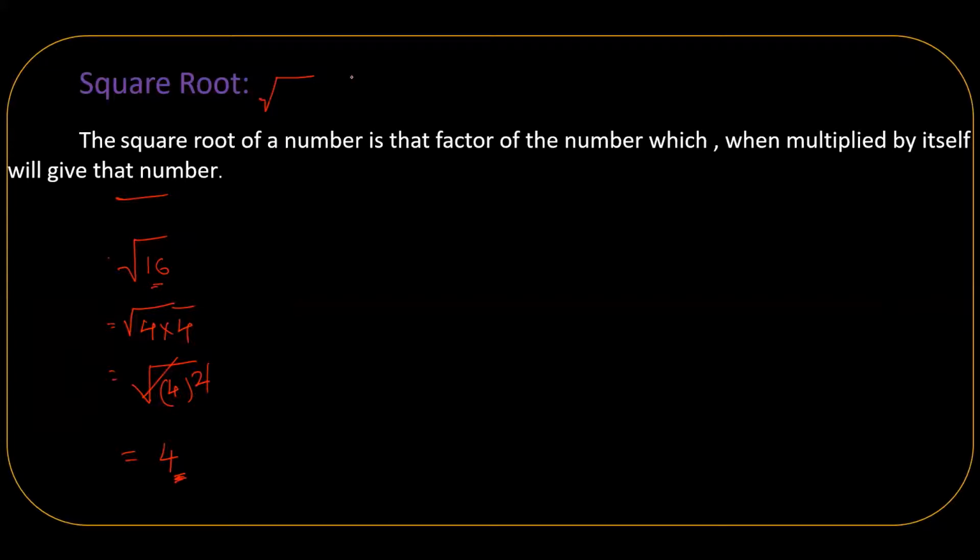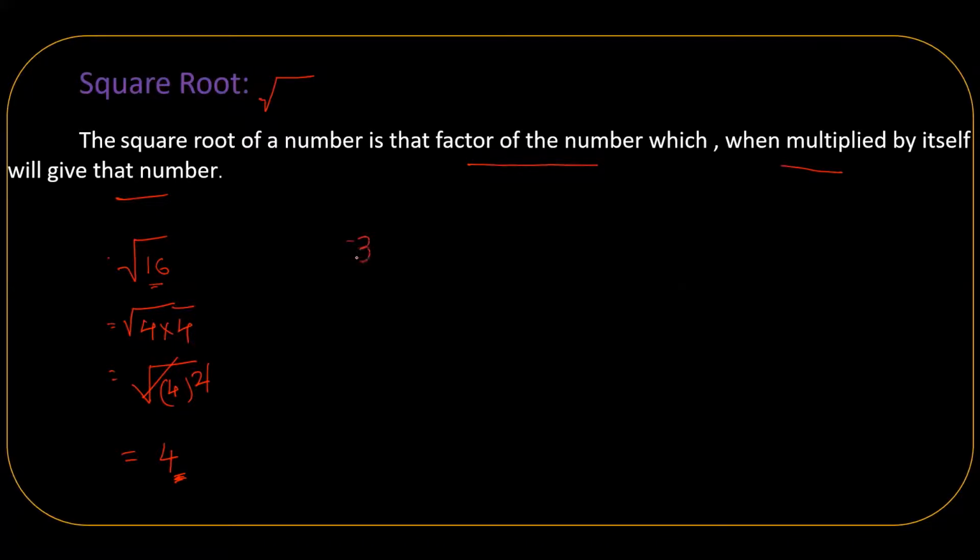I'll read the definition again. The square root of a number is that factor of the number which when multiplied by itself will give that number. 16, you are getting 16 by multiplying 4 into 4. 4 is the factor of 16. 4 into 4, we can write as 4 to the power of 2. The square root will get cancelled. The answer is 4. The square root of 16 is 4.